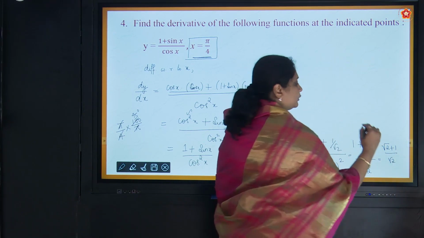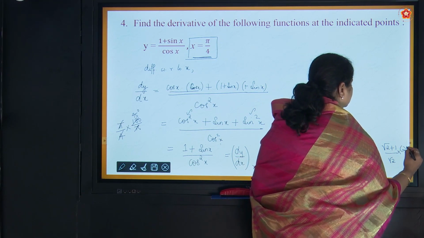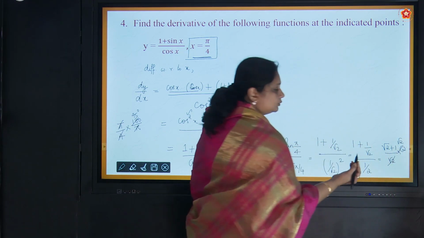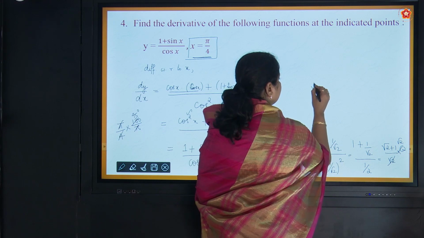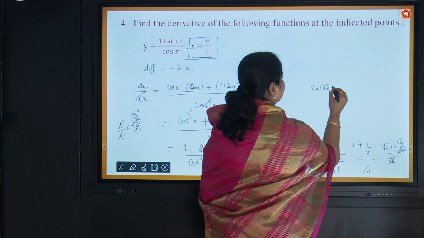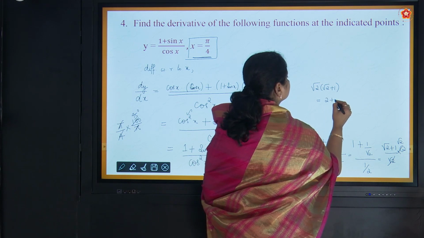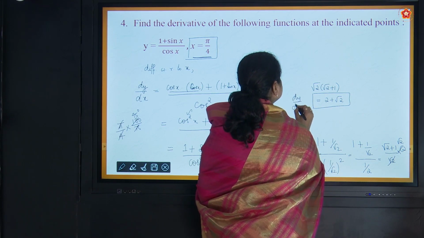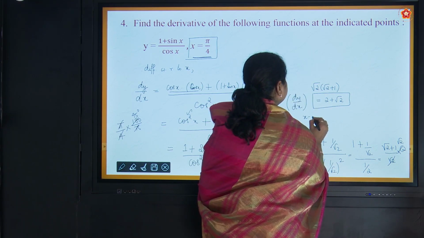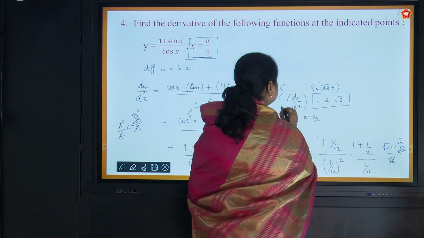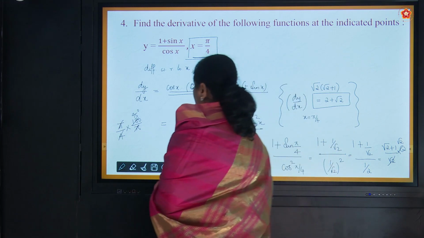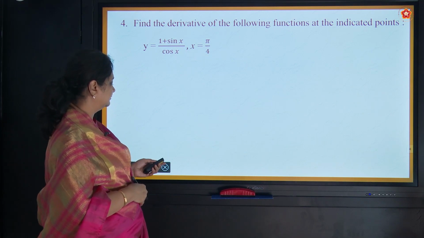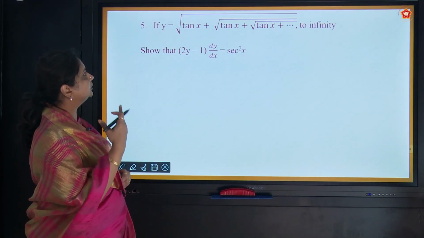And you multiply by the reciprocal of the denominator. You get 2 into 2. So on simplification, you can cancel this out with root 2. And you will get the answer as root 2 into root 2 plus 1, or 2 plus root 2 is your dy by dx value at x is equal to pi by 4. So this is the way you need to solve. Okay. Now the next question.